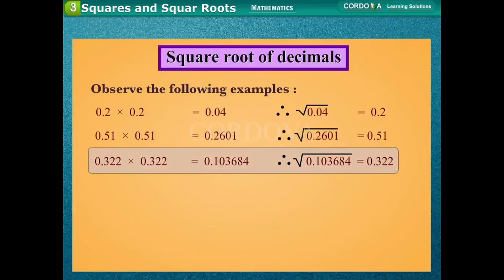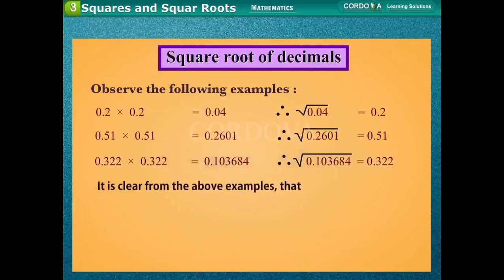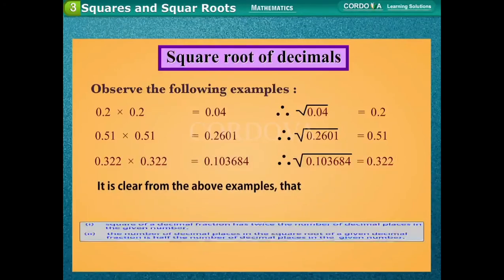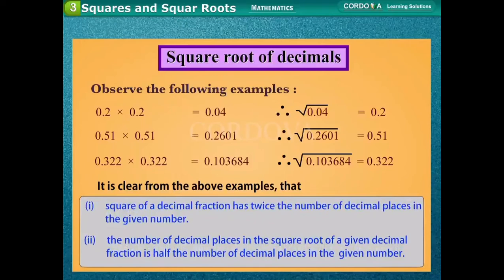0.322 into 0.322 is equal to 0.103684. Therefore, square root of 0.103684 is equal to 0.322. It is clear from the above examples that the square of a decimal fraction has twice the number of decimal places in the given number. The number of decimal places in the square root of a given decimal fraction is half the number of decimal places in the given number.